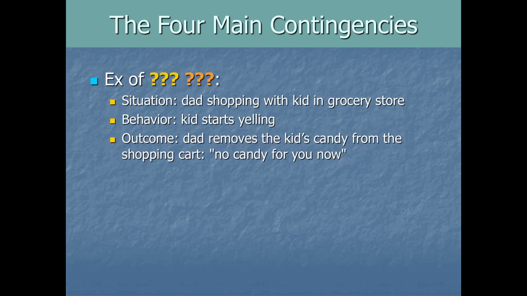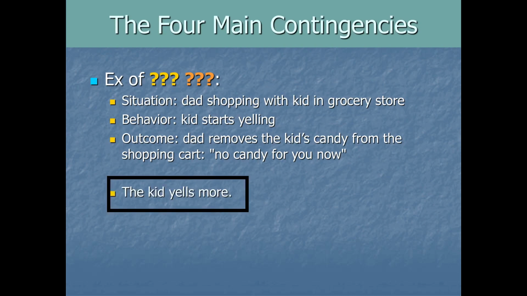Now, what about this scenario? Same basic setup. Dad's shopping with the kid who starts yelling, and every time the kid yells, the dad removes the kid's candy. So he's set up the same contingency here, this is what he's going to do if something happens. But in this scenario, let's say that makes the kid yell more. The kid becomes more likely to throw a tantrum in the future. So which of our four labels would you apply to this situation? Pause, maybe take a moment to try and answer this.